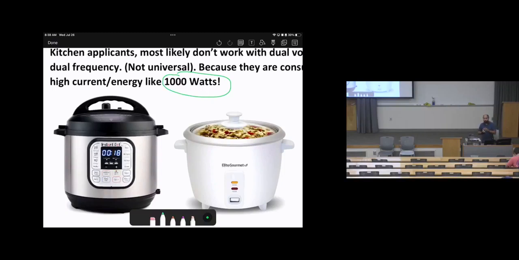Then it makes the Instant Pot, or the kitchen appliances, heavier and much more expensive. And actually there is also no reason to make it universal. Why do we need to make it universal? We can make one version in Europe that works with 50 hertz, and one version here in the States that works with 60 hertz. And that can be fine.